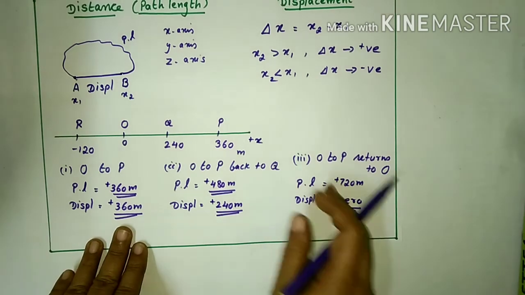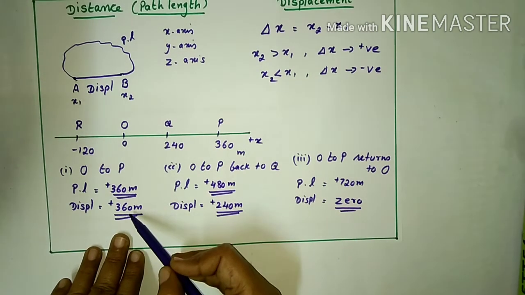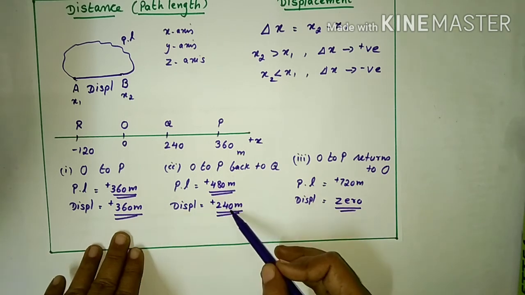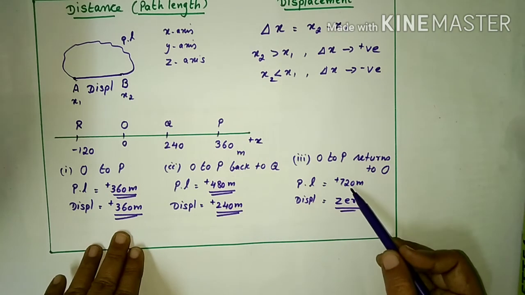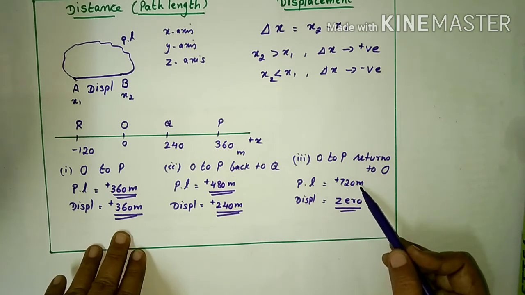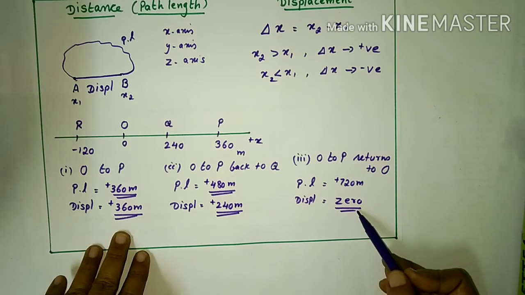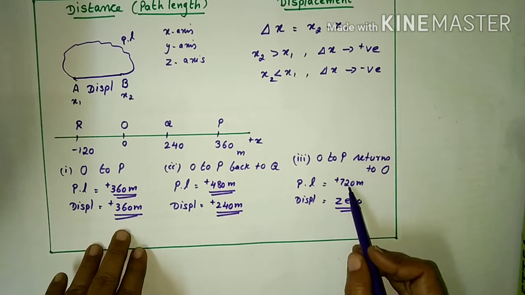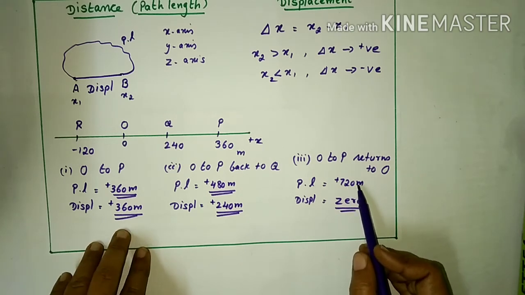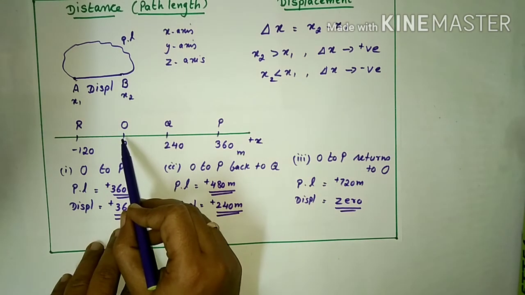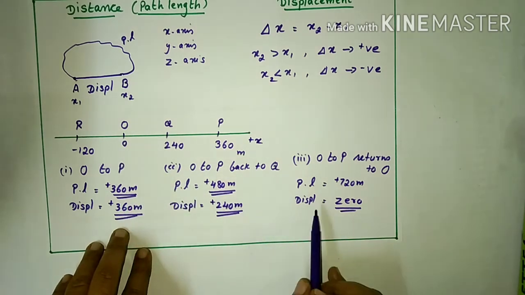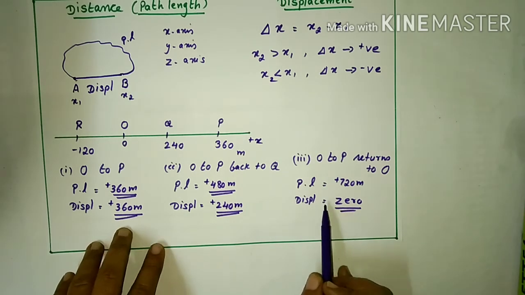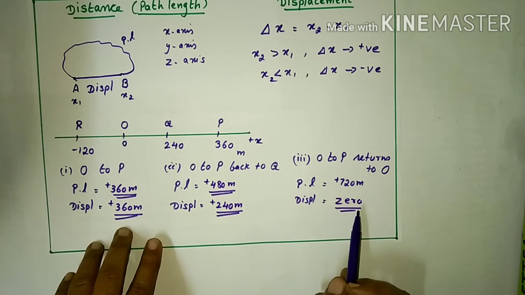In the first case, the path length and the displacement are equal. In the second case, path length is greater than the displacement. In the third case, path length is equal to 720 meter but the displacement is 0. So in this third case, displacement is 0 but the corresponding path length is not equal to 0. But when the initial and final position are the same, then the path length and the displacement are equal to 0.